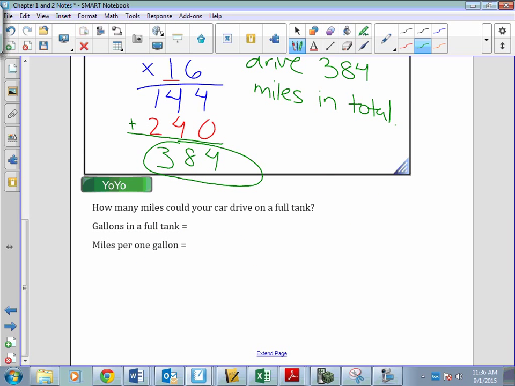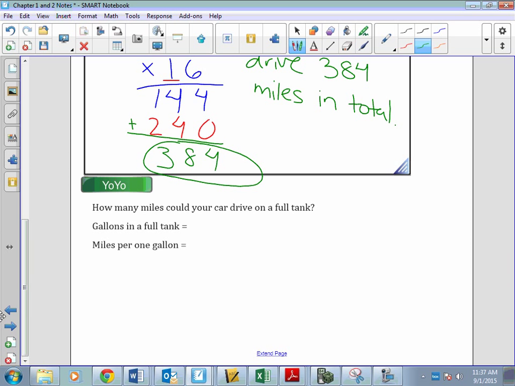The last yo-yo, you're on your own, is I want you to do this for your car. How many miles could your car drive on a full tank? Gallons in a full tank and miles per 1 gallon. If you don't know, I am giving you permission right now to pull out your phone, to use it for 2 minutes, and it needs to be put away. Look up that information for your car.